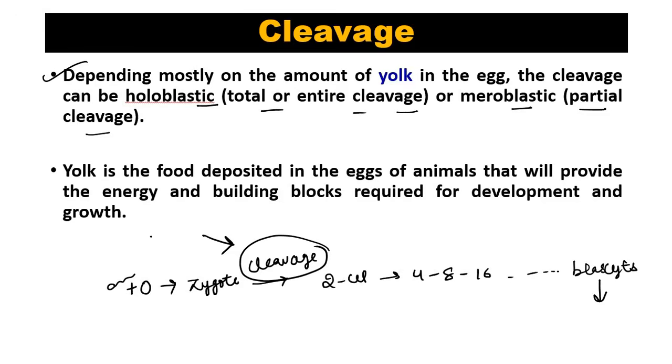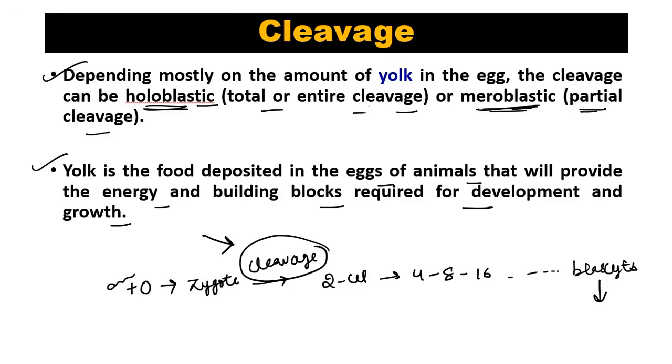So there may be two types of cleavage depending upon the amount of yolk in the egg, right? And if you don't know what yolk is, yolk is food deposited in the eggs of an animal that will provide the energy and building blocks required for the development and growth of that particular organism. Okay, so I think it is clear now what yolk is, and depending upon the concentration of yolk, we are going to divide the cleavage into two categories. First will be the holoblastic and second will be the meroblastic. Holoblastic means the entire or total cleavage, and meroblastic means partial cleavage.